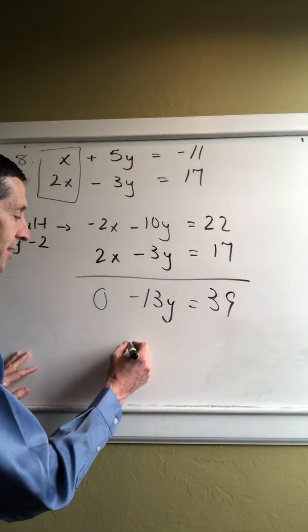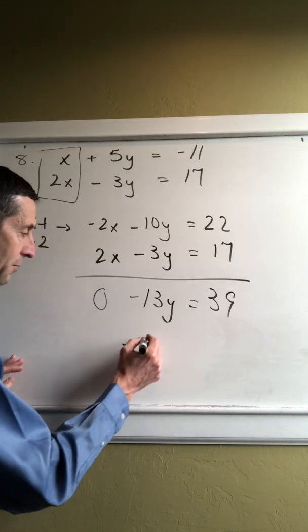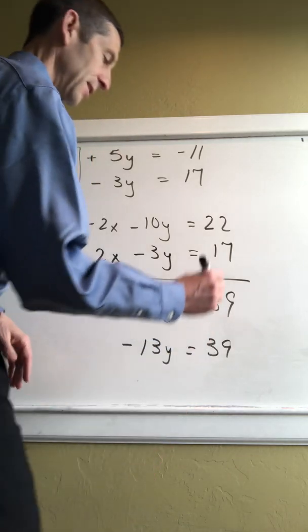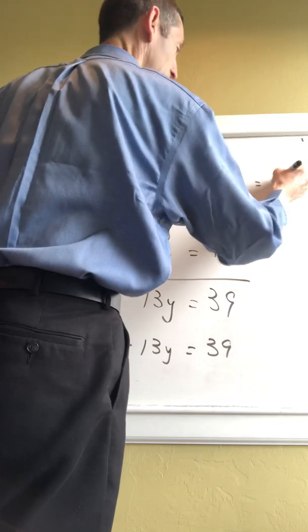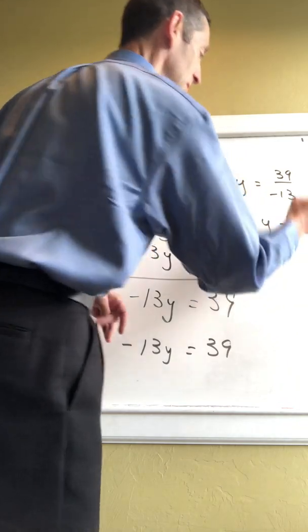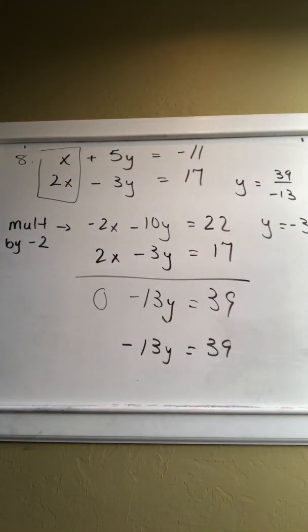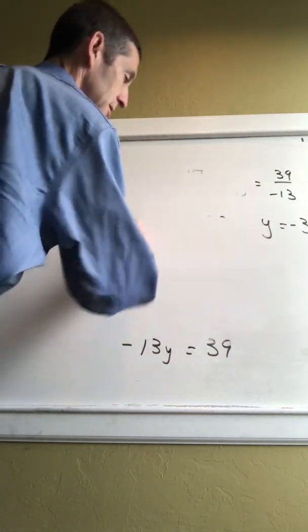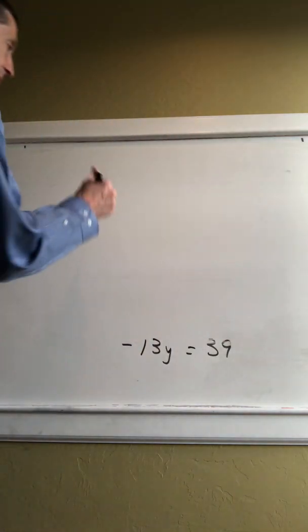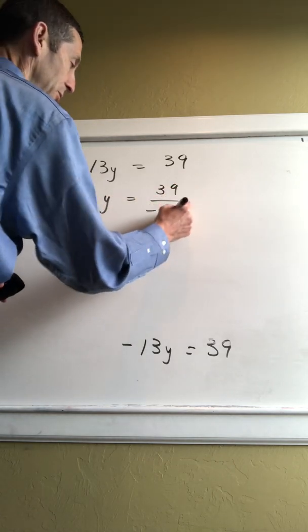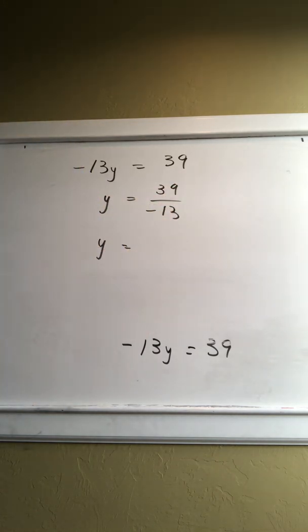See if I can get down here. So negative 13y equals 39. So now we've got y equals 39 divided by negative 13, which means y equals negative 3. Let me just get it all out of the way. Let me rewrite that for you. So I had negative 13y equals 39. I went 39 divided by negative 13. And that's where you got y equals negative 3.